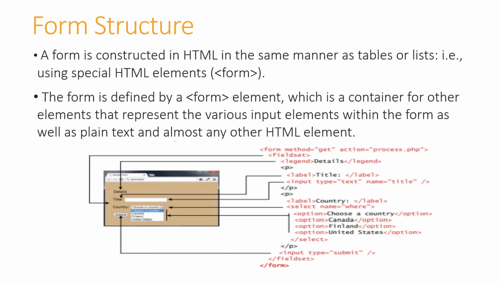Form structure. A form is constructed in HTML in the same manner as tables or lists, that is, using special HTML elements. The form is defined by a form element, which is a container for other elements that represent the various input elements within the form, as well as plain text and almost any other HTML element.